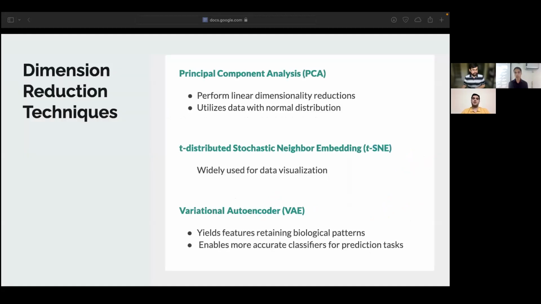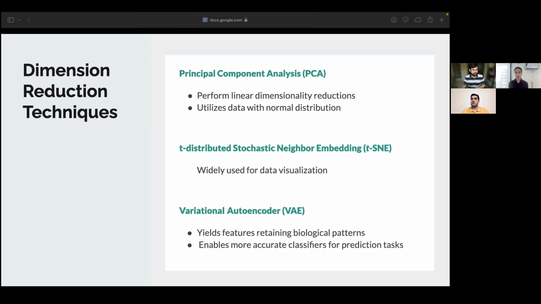But before we feed our data into machine learning models, we need to know that RNA sequencing data is considered high dimensional data, and it suffers from the curse of dimensionality problem, as the number of features, which are our genes, are way more than samples. And to tackle this problem, we have to use dimensionality reduction algorithms.